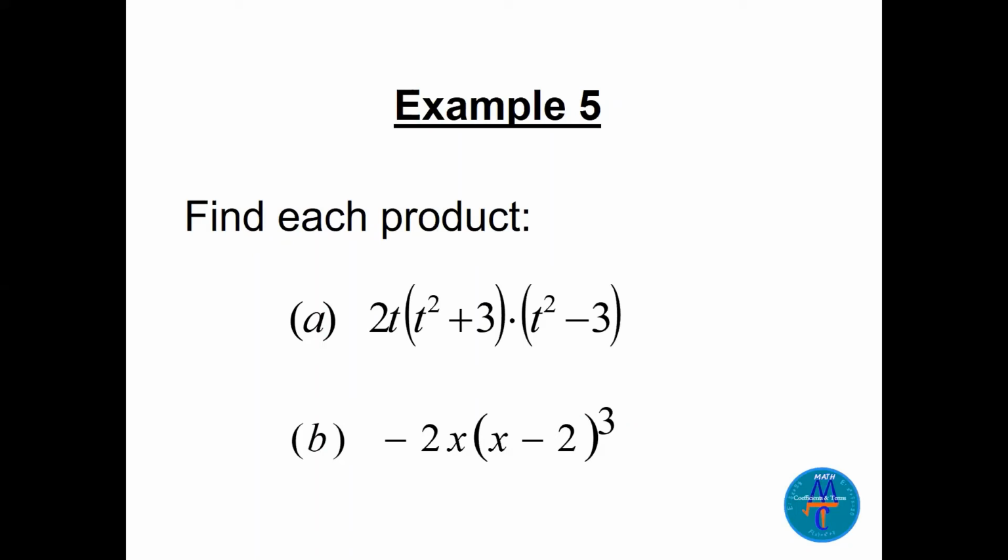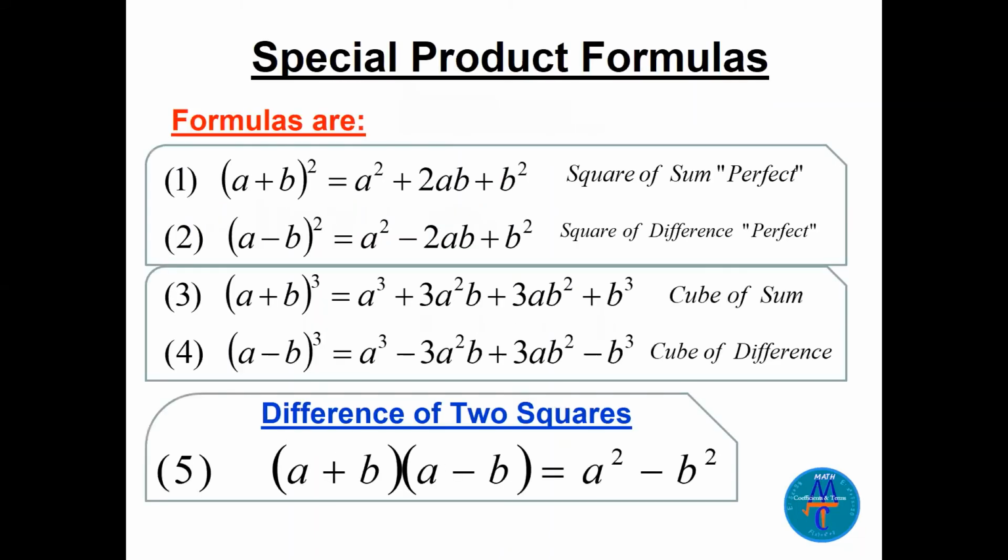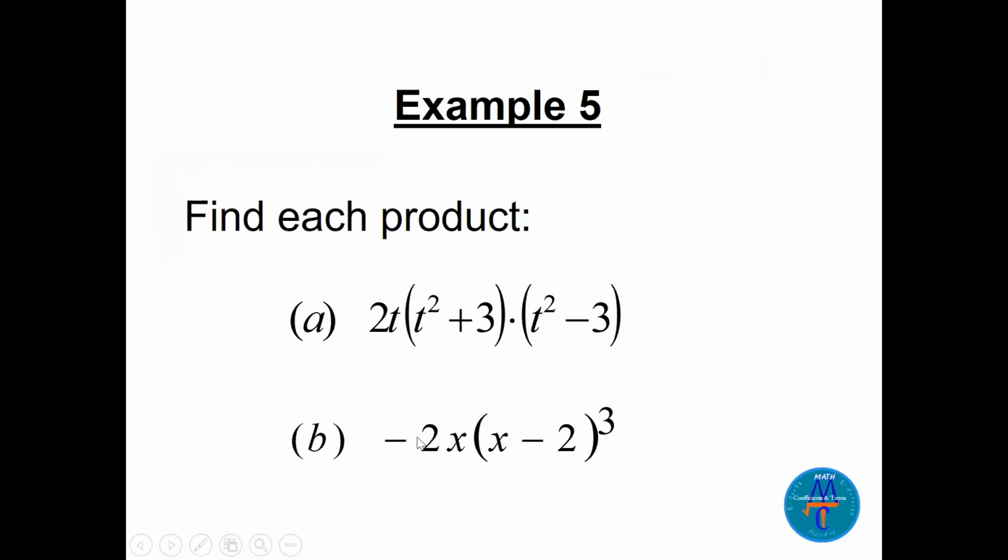See number b, minus 2x in the bracket, x minus 2 all cubed. So what can you do first? I think I will show you the formula again. This is the formula number 4 you need. See the question, x minus 2 cubed. So a is the x, here is the 2 as b. You write this one first. So you have to write formula number 4, the cube of the difference. Then, after you finish, you multiply by minus 2x. On every term, you distribute.